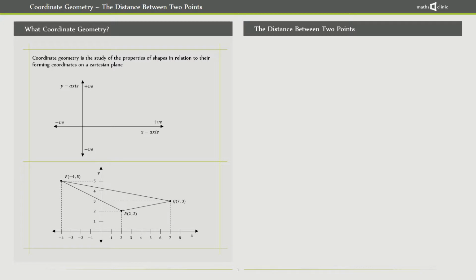So what is this about? Basically, if you have a Cartesian plane and, for example, using the last example, I told you to find the length between P and Q, i.e. P (-4, 5) and Q (7, 3). How would you go about doing that? Because if you're going to solve for the area of that triangle, the first thing you need to do would be to obtain the length. So this is how you go about doing that.